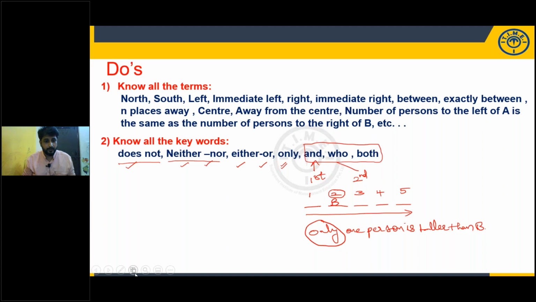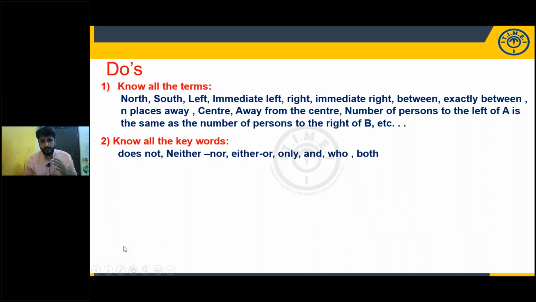Okay. And one more important point, let me explain. There are 6 persons who are sitting in a row facing towards north. And it is mentioned that either A or B sits at the end.